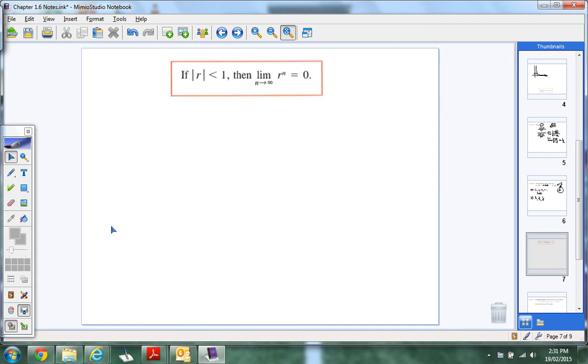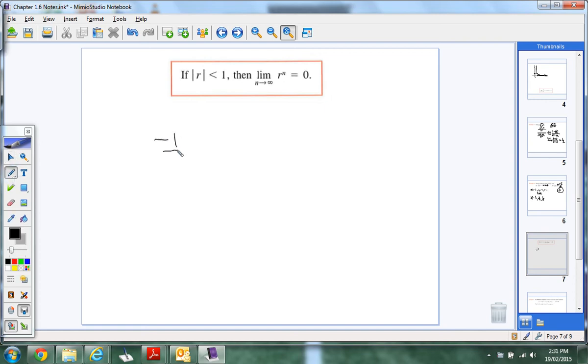So the absolute value of r is less than 1. So that's a fraction, right? That's saying -3/4 or +3/4. Then the limit of that r to the n is 0. So pretty much any fraction, okay, any fraction, this is positive, negative. Why is it for negative? Let's try to make sure we understand the definition here.